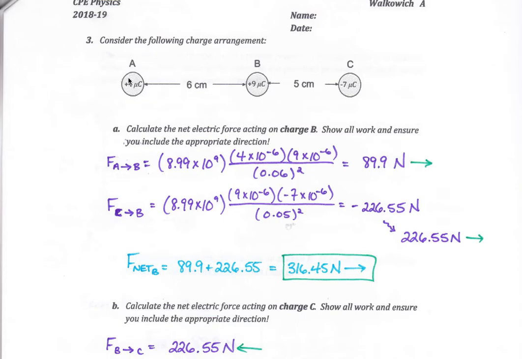I say to myself, if A and B are positive, then A is going to repel B to the right, which is why I've added a rightward directed arrow.